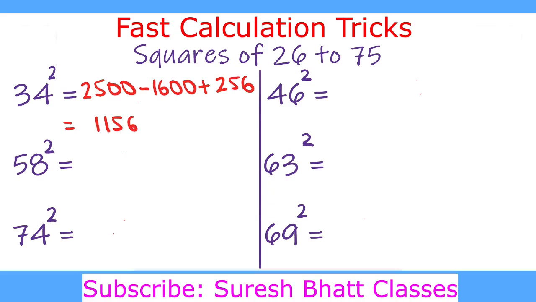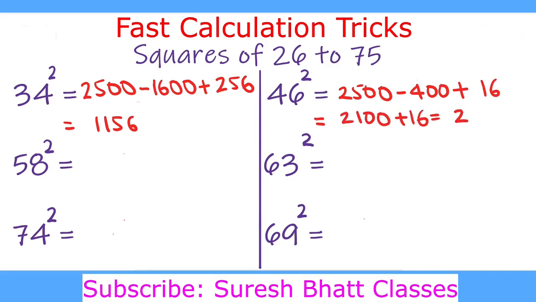Square of 46. The difference between 46 and 50 is 4. So we write 2500 minus 400 plus the square of 4, which is 16. 25 minus 4 is 21, which is 2100, plus 16, which is 2116. Now what we have to do is all these steps orally, to avoid all the writing work and reach the answer fast.